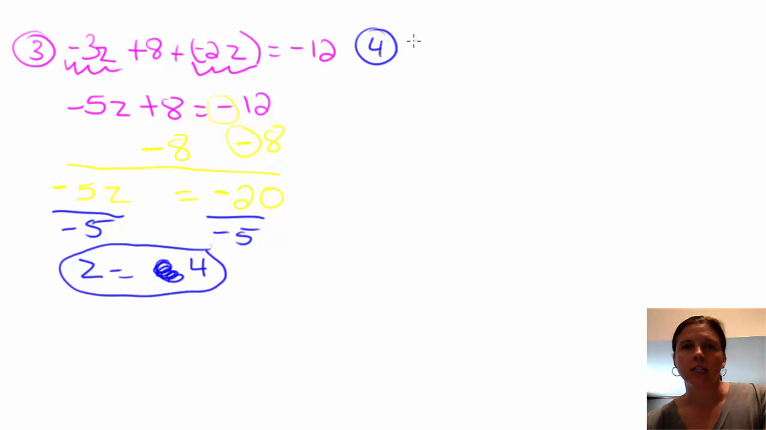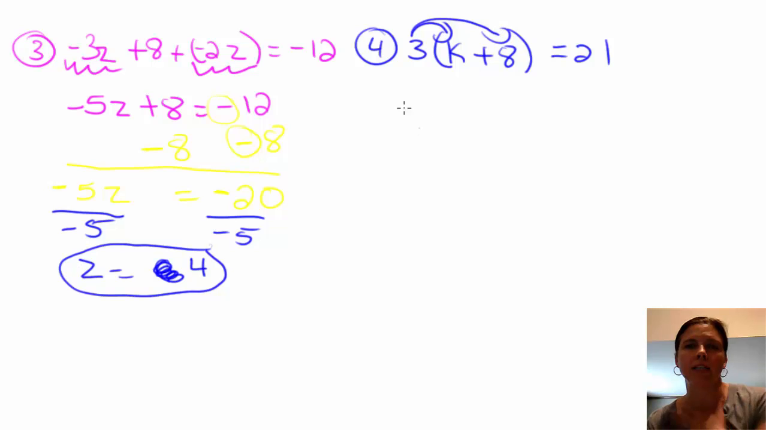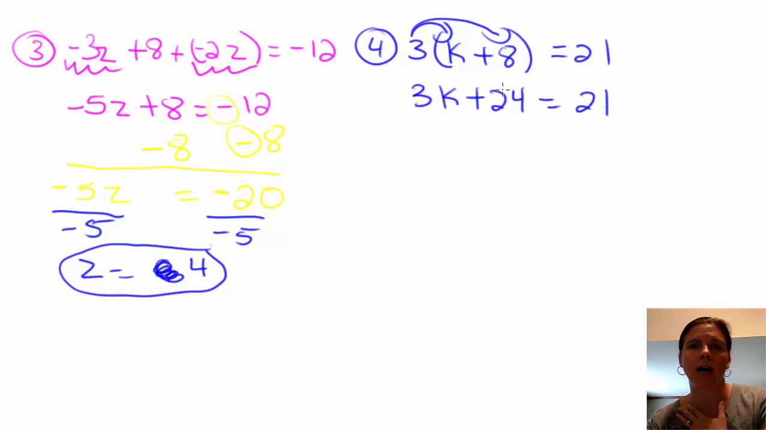Number 4, this one we're going to have to do the distributive property. 3 times the quantity k plus 8 equals 21. We have to do the distributive property here before we do anything. We take this 3 and we distribute because we have to simplify this side. So 3k plus 24 equals 21.